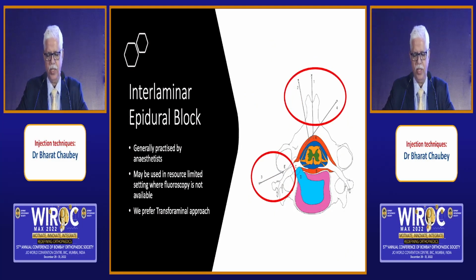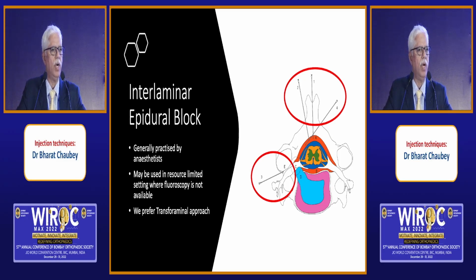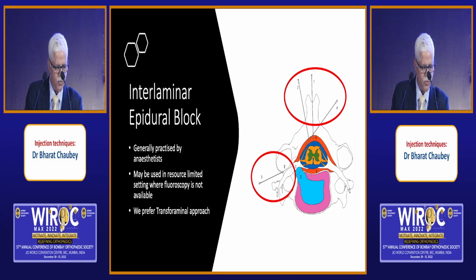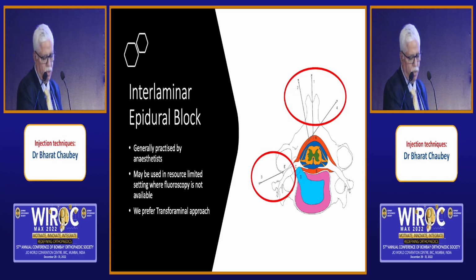Generally this interlaminar approach is used in resource-limited settings where the C-arm is not available, or many times the anesthetists practice this interlaminar approach in various ways. But generally we practice the transforaminal approach, and you can see this is the transforaminal. Our target is in the foramen.